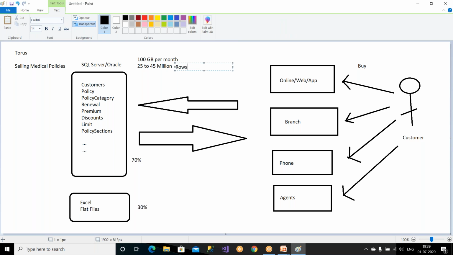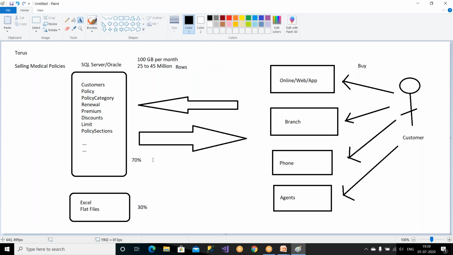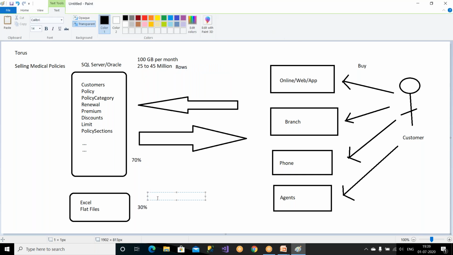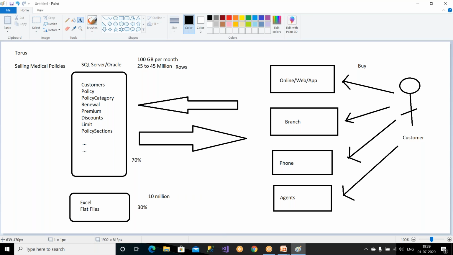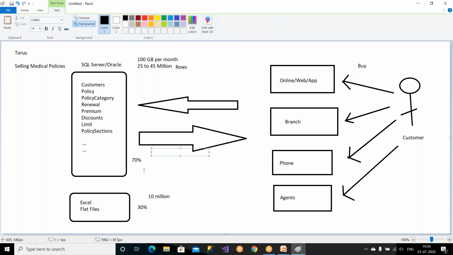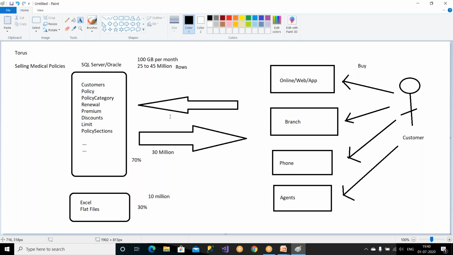Clear? So at least 70% means at least you can say some 10 million rows, right? So 10 million rows you may be getting from the files, and the remaining 30 million rows you may be getting from your Oracle and SQL Server. How do you load the data?